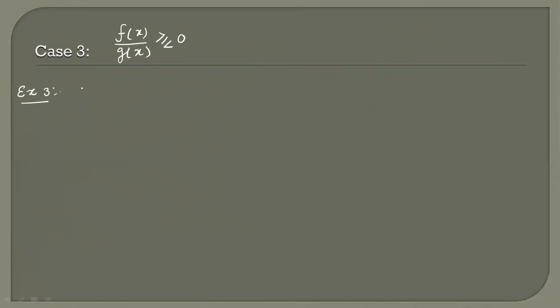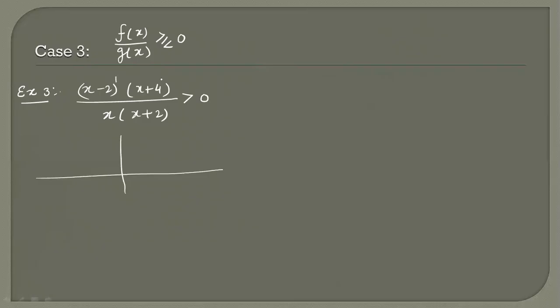See the example, then I will tell you what the changes are in this case. Suppose you have (x minus 2)(x plus 4) upon x(x plus 2) greater than 0. Now solve as in case 1 and case 2. See, the degree of every linear factor is 1 and the coefficient of every linear factor is positive. It means we can proceed further. What are the critical points? It is going to be 0 at x equal to 2, at x equal to -4, at x equal to 0, and at x equal to -2. It is plus infinity here, minus infinity here.